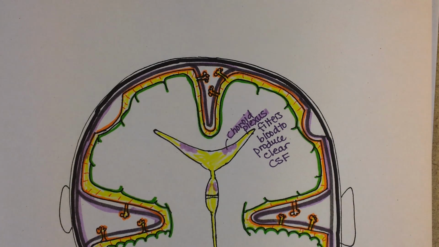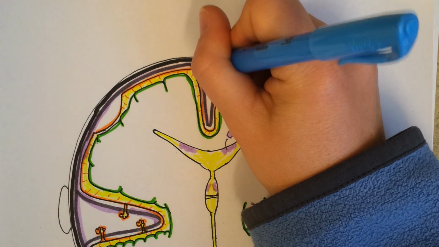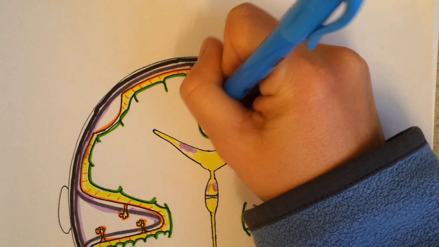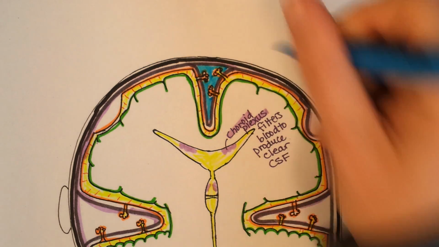Let's now talk about the sinuses. We'll use a blue highlighter to fill in where there is venous blood returning to the circulation. One of those main places is the superior sagittal sinus.